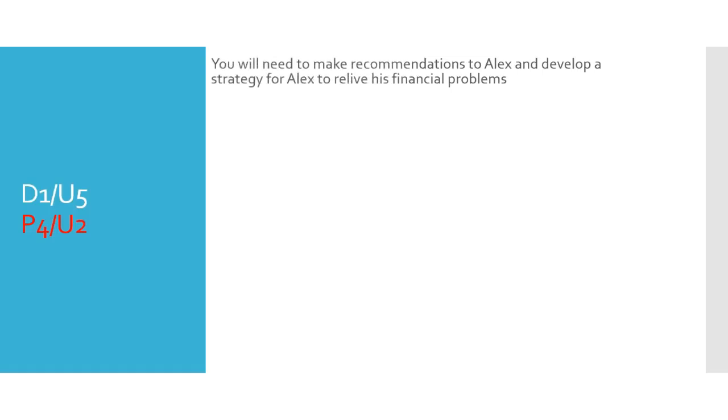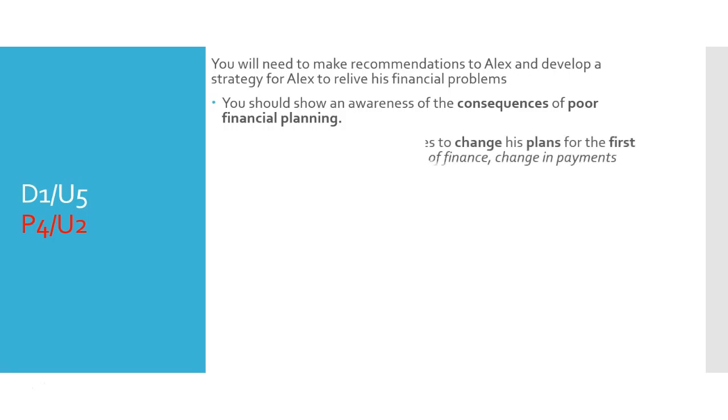D1U5. You will need to make recommendations and develop a strategy for Alex to relieve his financial problems. You should show an awareness of the consequences of poor financial planning. So, have a look at what we've looked at previously. Are there any sheets or information that we've looked at in the workbook which talk about poor financial planning? You'll need to use them. What do you recommend he does to change his plans in the first year of his business?